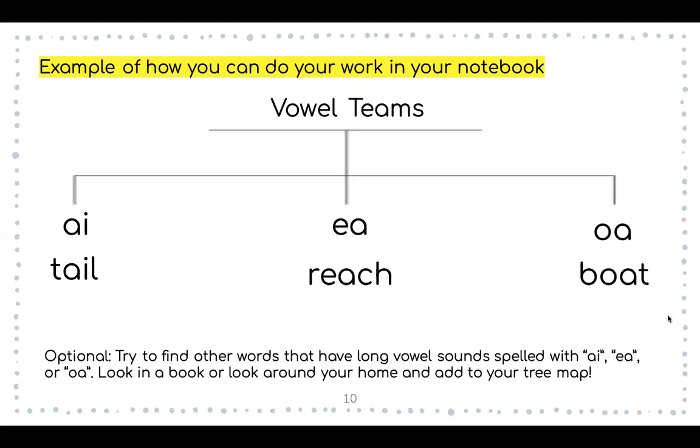You have an optional activity to try to find other words that have long vowel sounds spelled with AI, EA, or OA. Look in a book or look around your home and add it to your tree map to send to your teacher. See how many you can come up with.